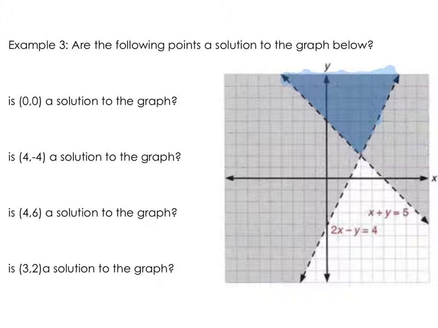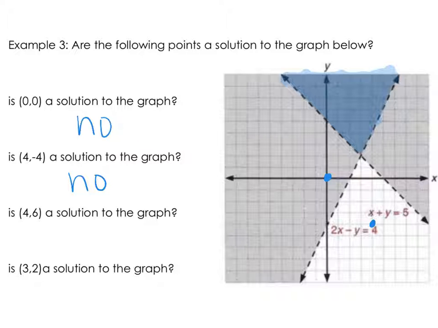Our first point is 0, 0. 0, 0 falls right here. Yes, it falls in a shaded area, but it's not in that overlap. So we would say no, it is not a solution to that system of inequalities. Okay, let's look at 4, negative 4. So 4, negative 4 is right here, and that is not in any sort of shaded region at all. So I would say, no, it is not a solution to this system of inequalities.